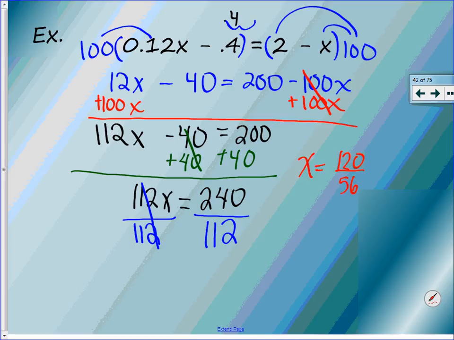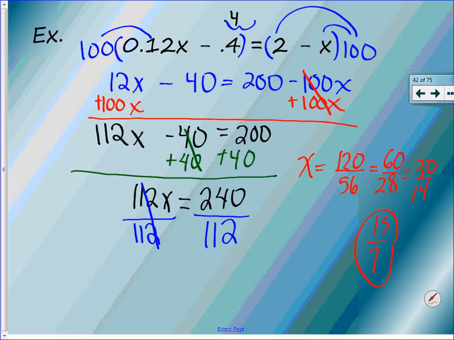Dividing by 2, this is 120 over 56, dividing by 2. This is 60 over 28, dividing by 2. 30 over 14, dividing by 2, and then 15 over 7. So that's not the most efficient way, but I can divide by 2 in my head. I probably could have done 4 as well, but this got me there, right? I know 15 and 7 don't have any common factors, so I know I'm done. And even numbers have a common factor of 2.